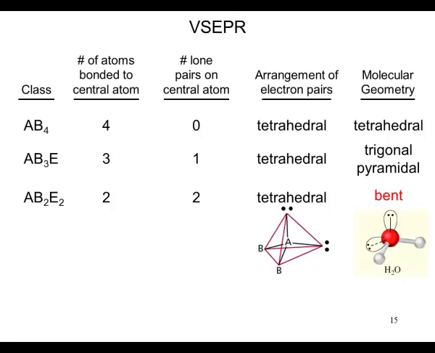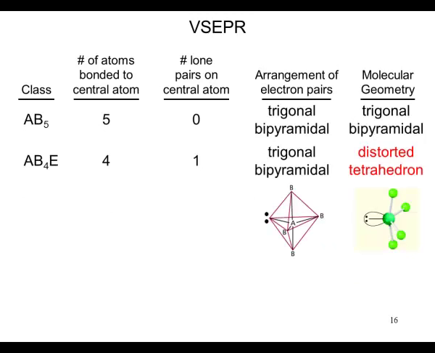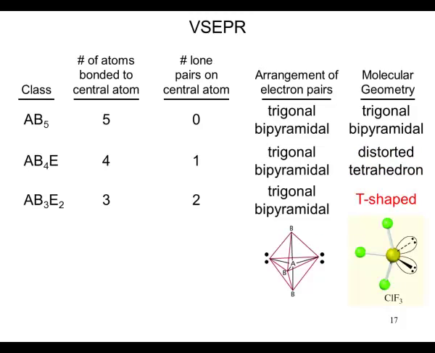With two atoms bonded and two lone pairs, the electron arrangement is tetrahedral, but the molecular geometry is bent, as in the case of water. With four bonded atoms and one lone pair, the electron arrangement is trigonal bipyramidal, but the molecular geometry is described as a distorted tetrahedron. With three bonded atoms and two lone pairs, the electron arrangement is trigonal bipyramidal, but the molecular geometry is T-shaped.